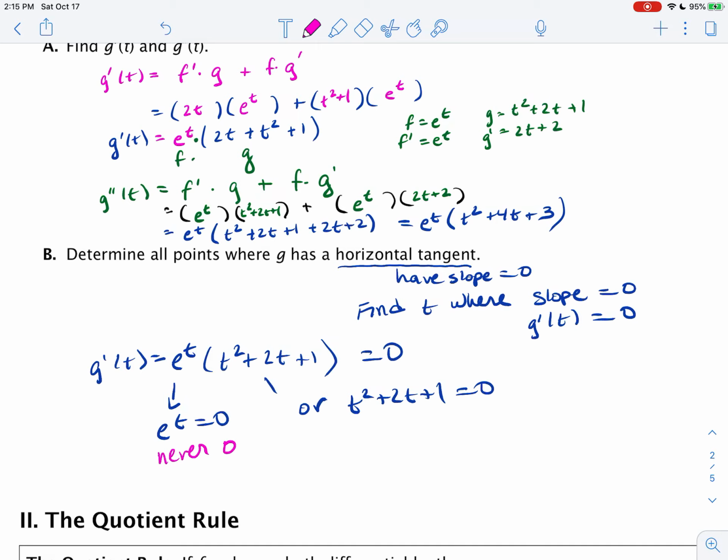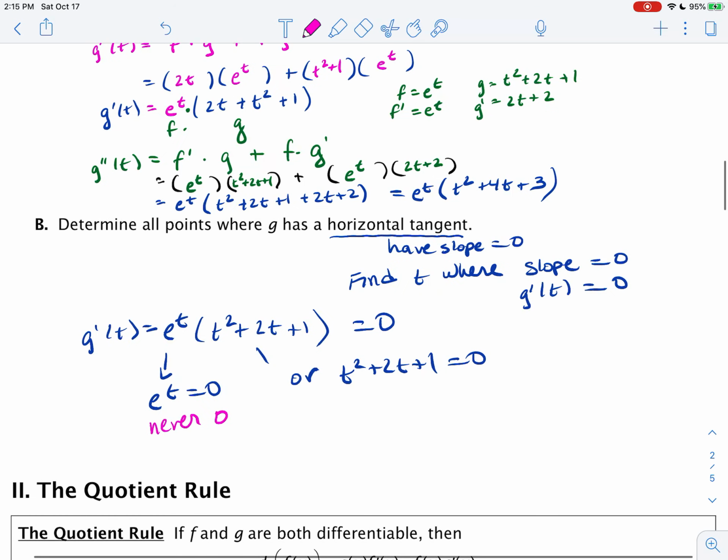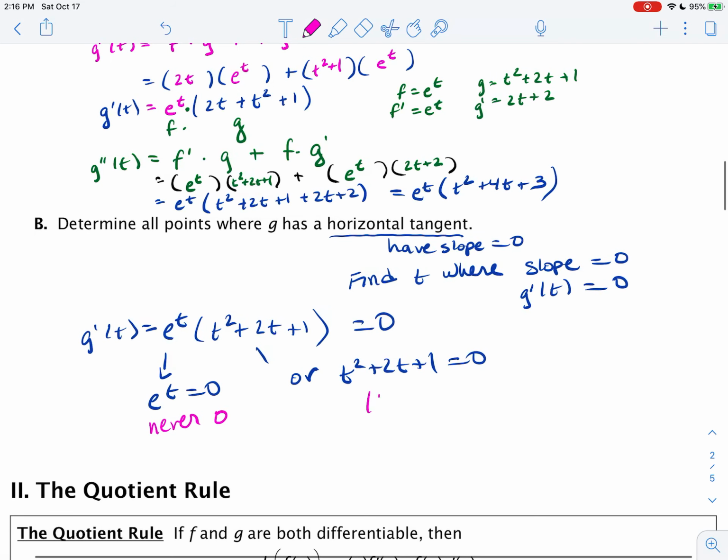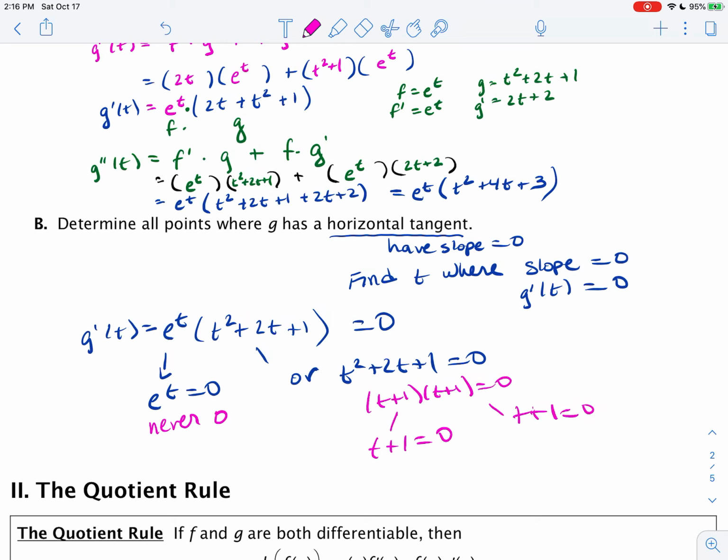But on the right side, we've got a quadratic equation, and I can do the factor property or the quadratic formula. You take your pick. I see that this is t plus 1 times t plus 1 equal to 0. And again, that will tell me that will equal 0 if t plus 1 is equal to 0 or t plus 1 is equal to 0. And that's the same equation, or when t is equal to minus 1.